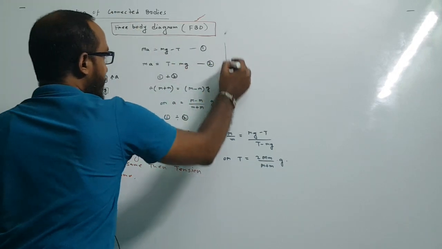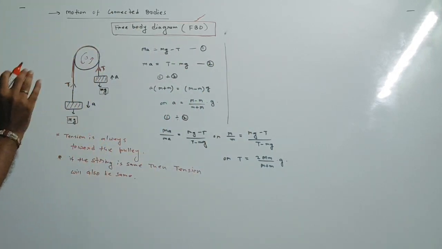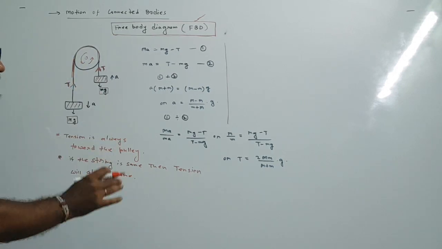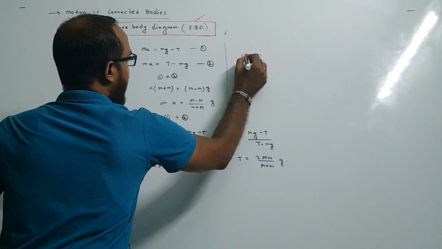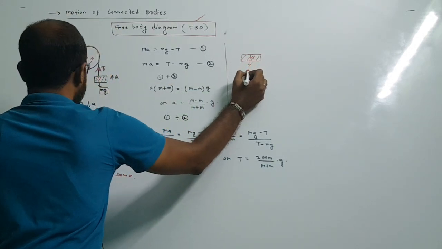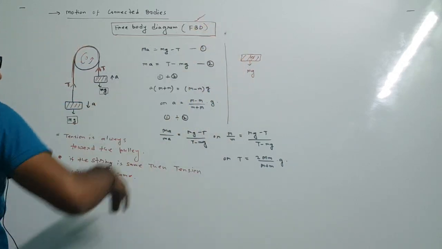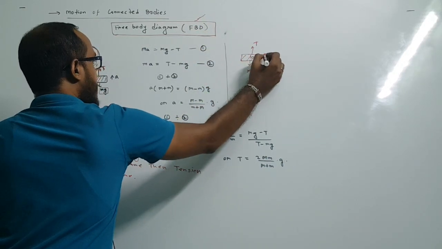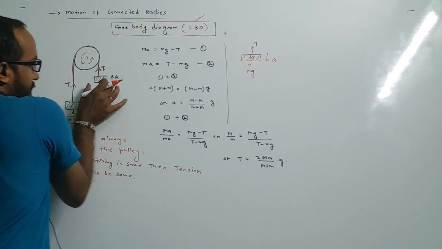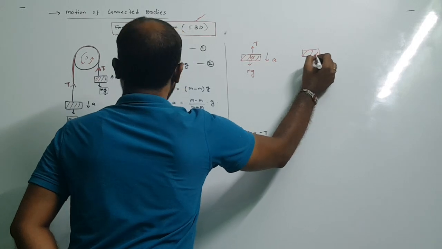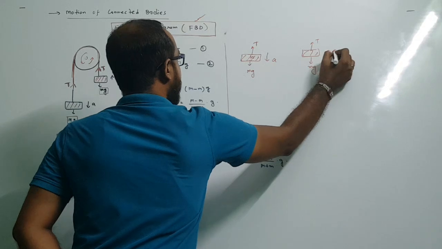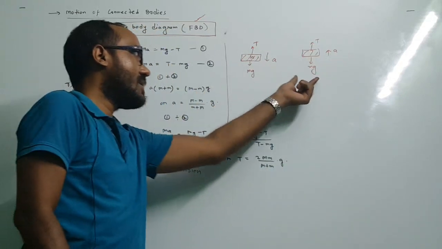See, FBD is nothing but a free body diagram. That means you have to separate the connected bodies and write down the forces applied on each separate body. If we separate this object, let us say this mass is capital M, then its weight or force is downward, tension is upward, and acceleration is downward. And if we separate this body, weight is downward, tension is upward, and acceleration is upward.